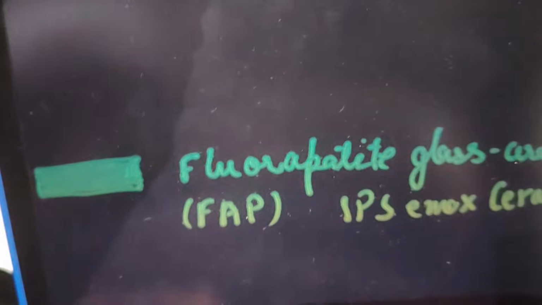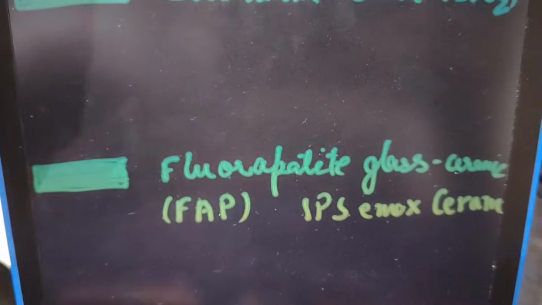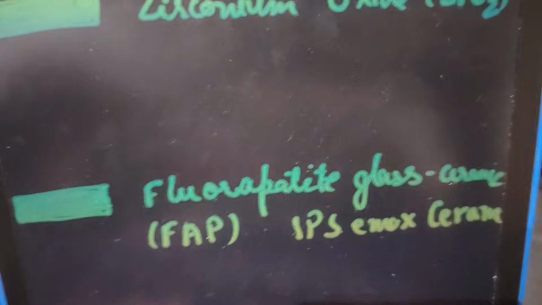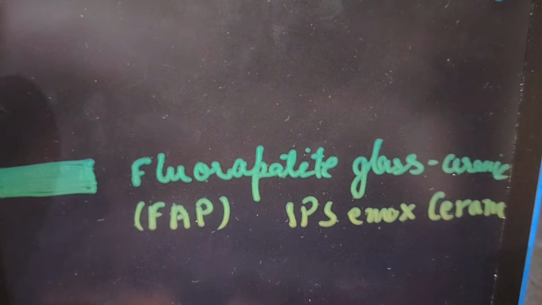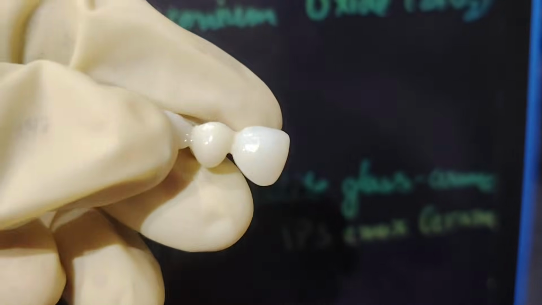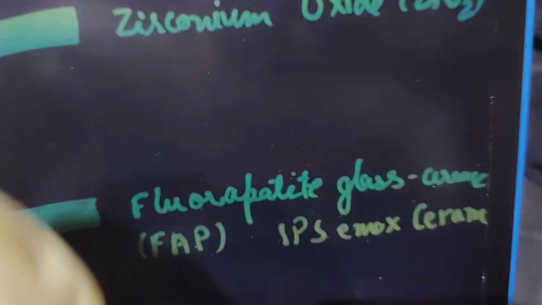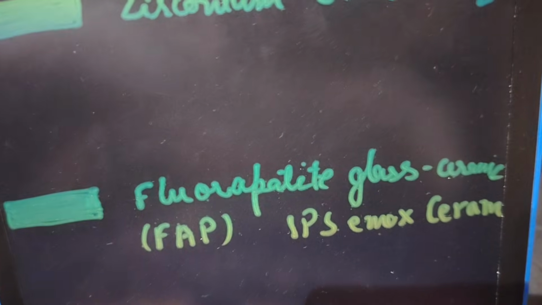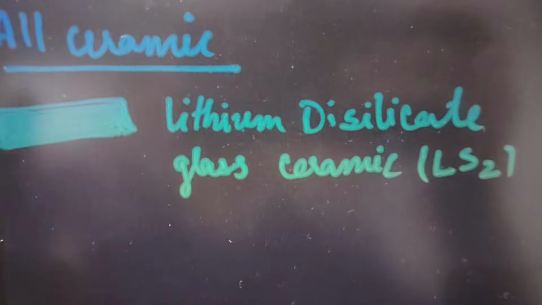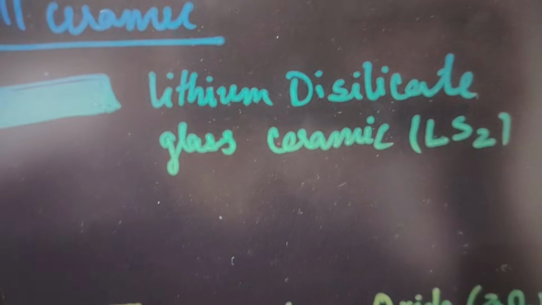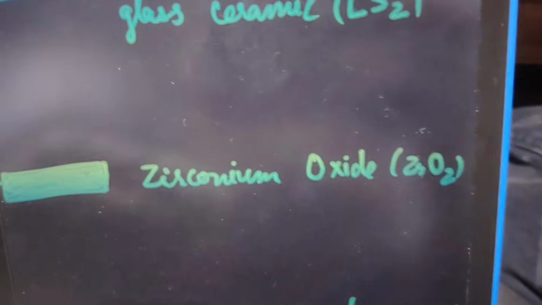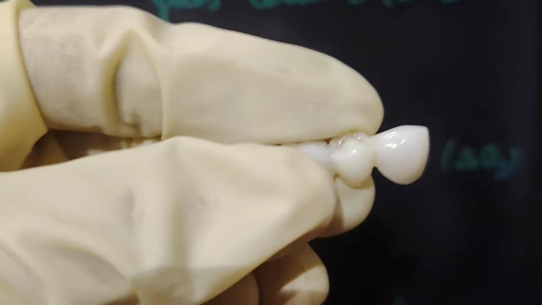The third we have is fluorapatite glass ceramic. This one is only for veneers or very aesthetically concerning places. It can also be layered on zirconium because it has that capability, and it has various shades. Our lithium disilicate can also be used for inlays, onlays, and all these purposes, but the most widely used is zirconium oxide because of its strength.